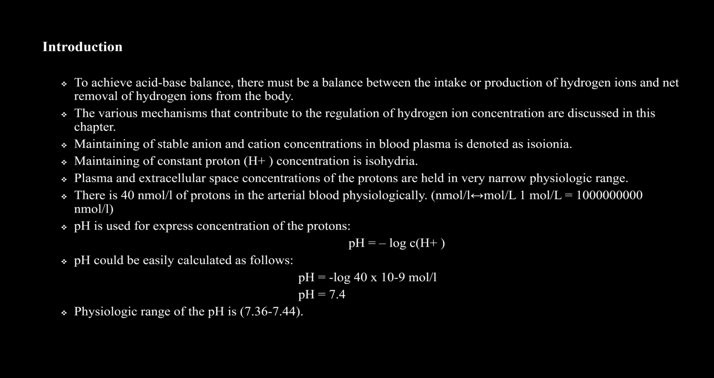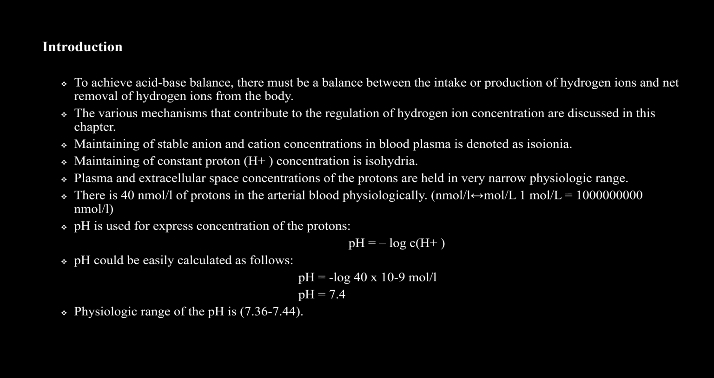Physiological concentration: the proton concentration in arterial blood is approximately 40 nmol/L. Conversion: 1 mol equals one million nmol, or 10^9 nmol.